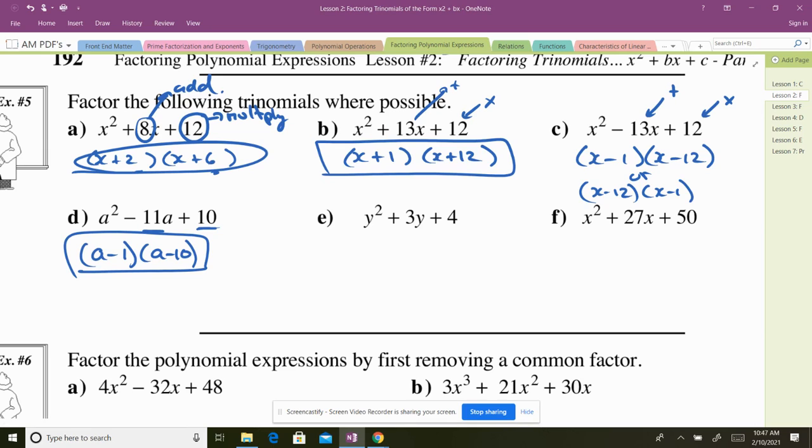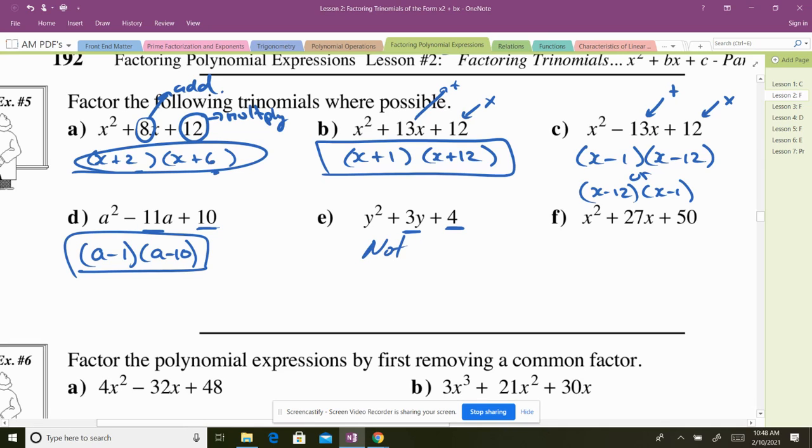E multiplies to 4, adds to 3. It's not possible. Nothing works. Because 4 and 1 won't work, right? 4 and 1 will multiply to 4, but they won't add to 3. So this one is not possible.